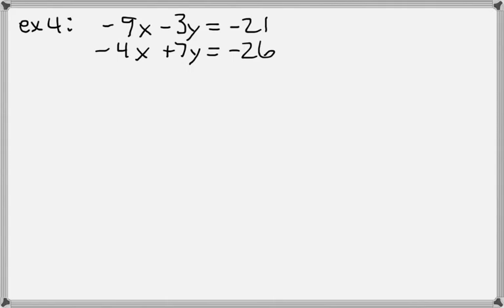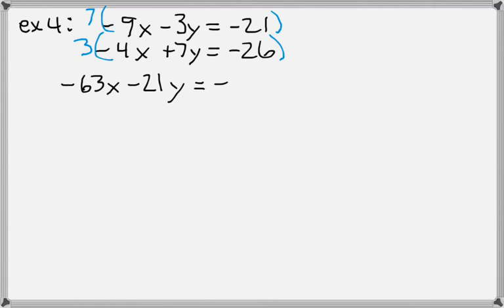So to do that, I'm going to multiply the first equation by 7, and I'm going to multiply the second equation by 3. So that's going to give me two new equations. 7 times negative 9x gives me a negative 63x. 7 times negative 3y gives me a negative 21y. And 7 times negative 21 gives me a negative 147.